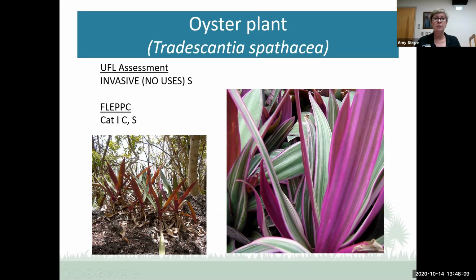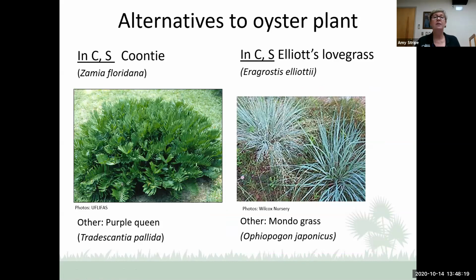There's something called Purple Queen. There's something called Wandering Jew. There's a number of different common names. Like I said, if you want to avoid the whole pitfall of it all, you could select things like the native coontie, again, Zamia floridana. You could select Elliott's lovegrass, which is a beautiful native. Eragrostis elliottii has sort of a lavender on one side of the leaf and a kind of blue on the other side of the leaf, and they're both beautiful. The Tradescantia pallida, the Purple Queen, is a safe non-native to put in. And then mondo grass is another non-native that is safe to put in place of the oyster plant.